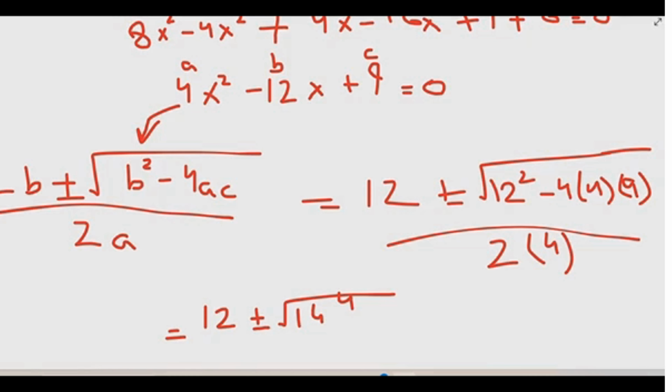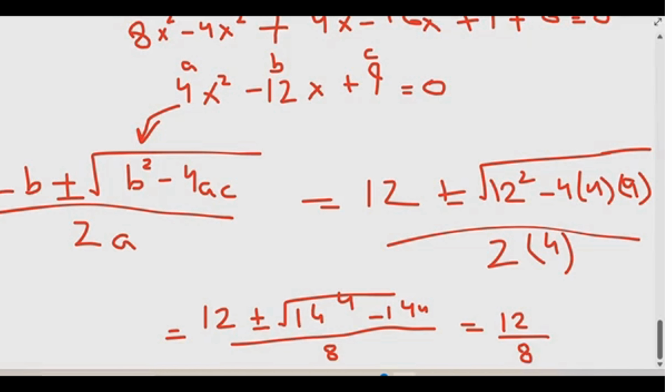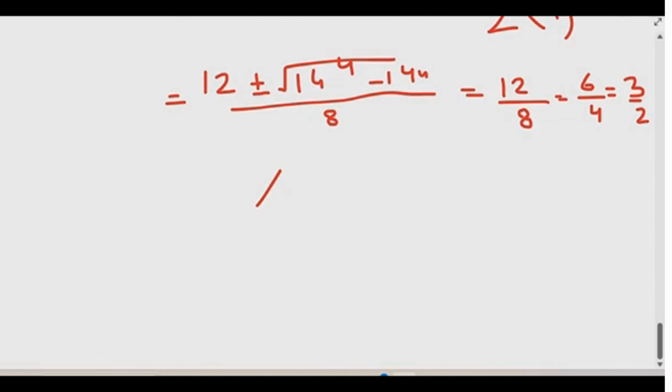This is what we have to check now. This 144. So you will see this is so easy. All of it turned out to be 0. So we don't have to work too much from here onwards. So we just end up with 12 out of 8, which can be simplified by dividing both of them by 2, they are both divisible by 2, so 6 out of 4, then 3 out of 2. So we finally got our answer, which is x is equal to 3 out of 2.